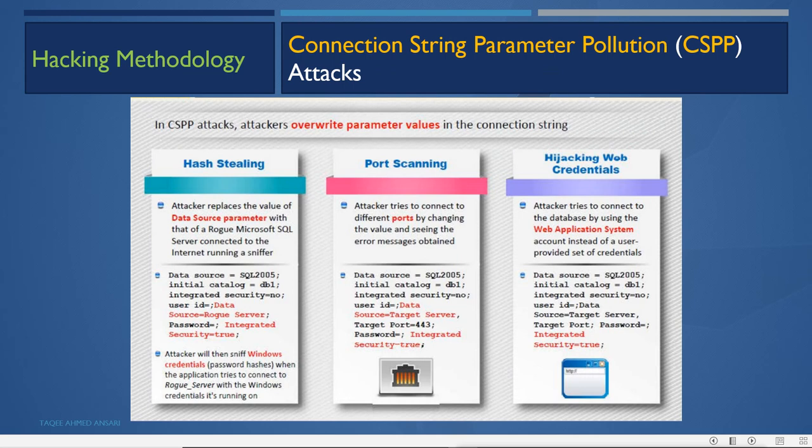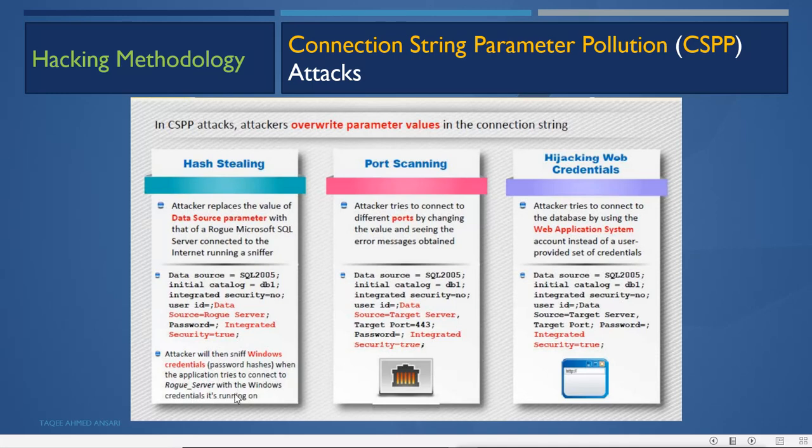Then connection string parameter pollution. In this attack, the attacker overrides the parameter values in the connection string. Like hash stealing, the attacker replaces the value of the data source parameter with that of a raw Microsoft SQL server connected to the internet running a sniffer. So data source like this, initial catalog, integrated security no, user ID this, raw user, server and password, integrated security true. The attacker then sniffs Windows credential password hashes when the application tries to connect to the raw server with the Windows credentials it is running on.